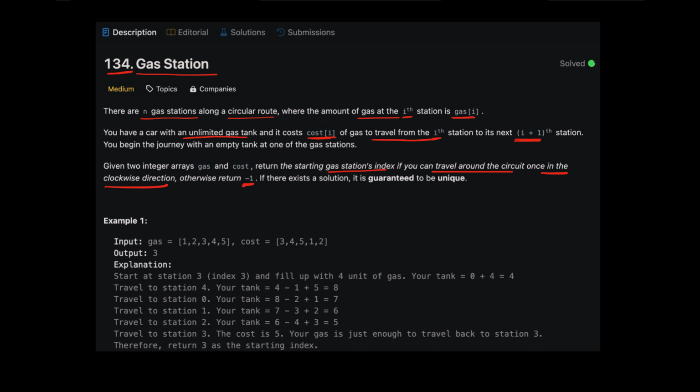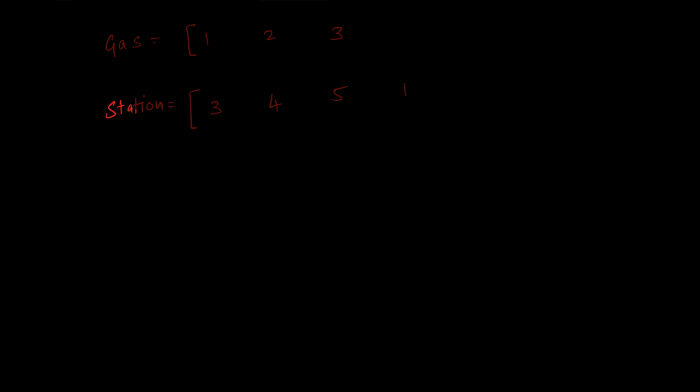It was difficult for me to understand the problem statement just by reading. I had to draw it on paper to get a better idea. So let's switch to the whiteboard and discuss the problem statement better. I will try to solve example number 1.